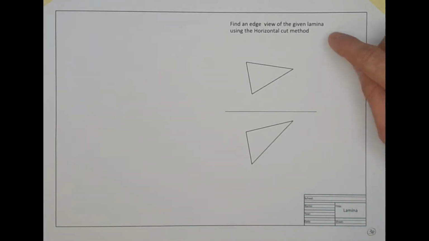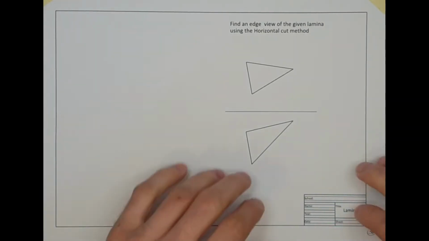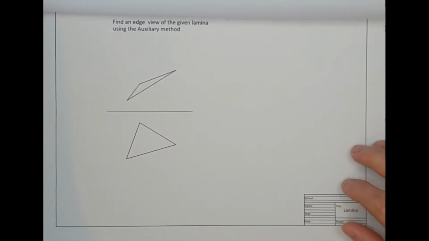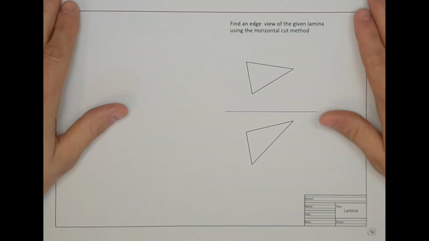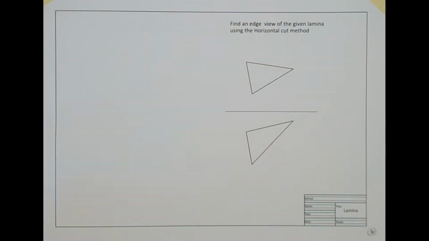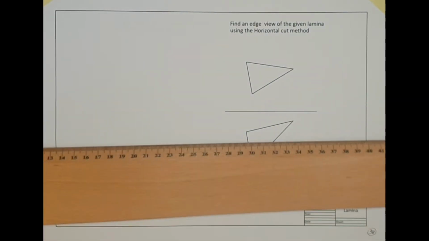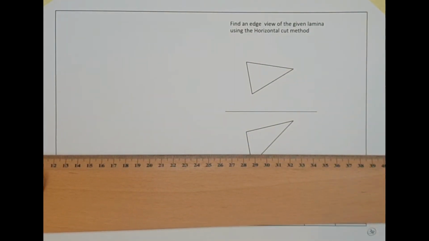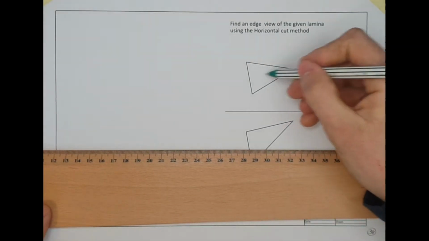First off here, find an edge view of the given lamina using the horizontal cut method. And in the second sheet then it's going to be find an edge view of the given lamina using the auxiliary method. So just quite simply 2 methods for finding the edge view of a lamina. And this isn't really going to take us long. So using a horizontal cut method just means starting in the elevation, cut the object horizontally.